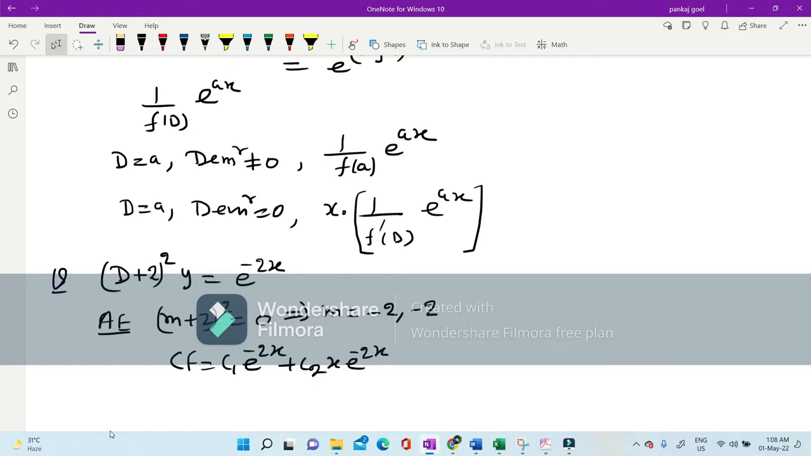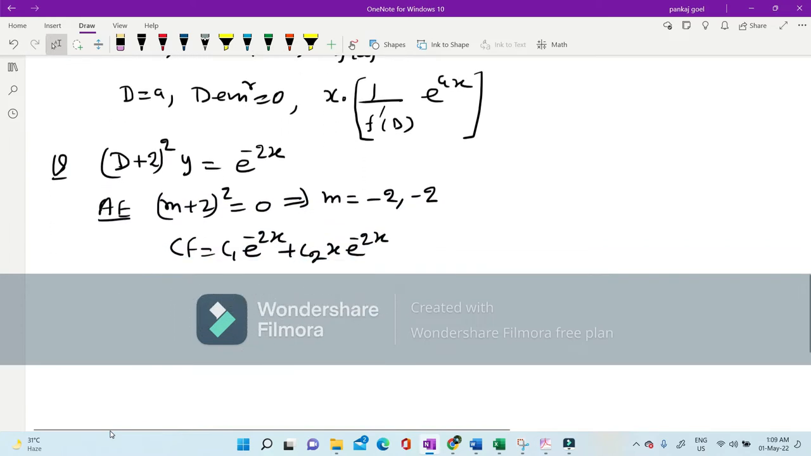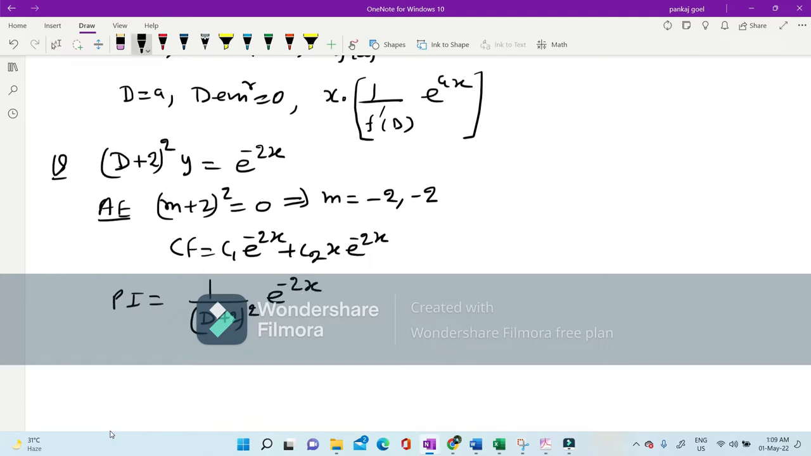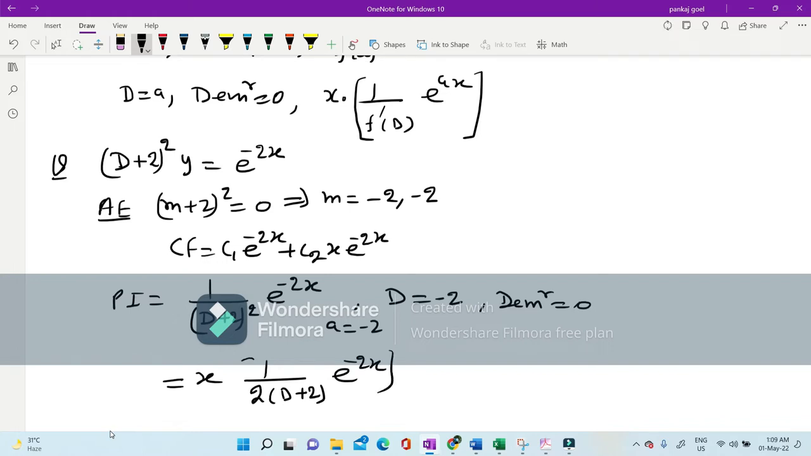Now we will find out PI. So for PI we can write 1 upon (d plus 2) whole square, e to the power of minus 2x. If we put d equal to minus 2, because here a equal to minus 2, this denominator part will be equal to 0. So apply the failure rule, multiply by x, 1 upon the differentiation of the denominator, that is 2 times (d plus 2), and this e to the power of minus 2x, like this.